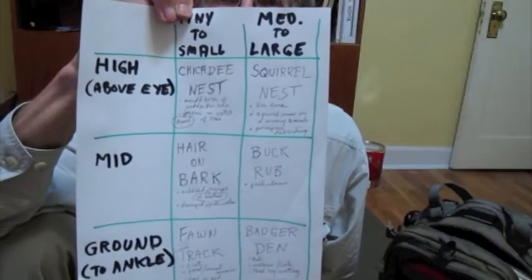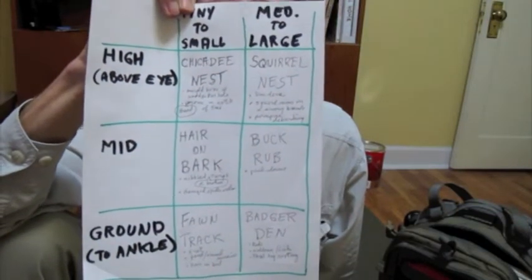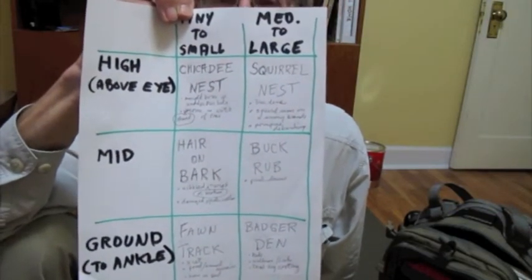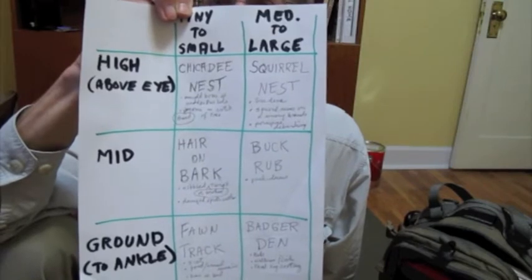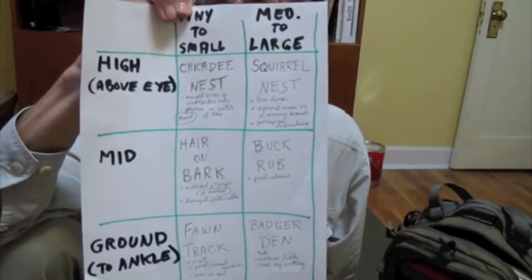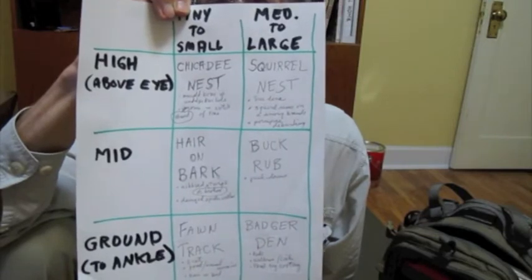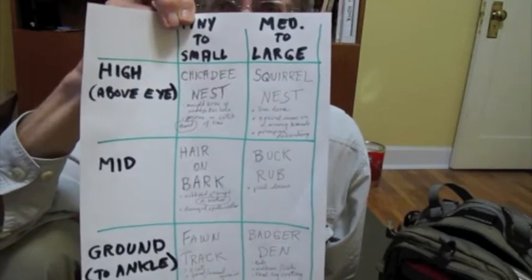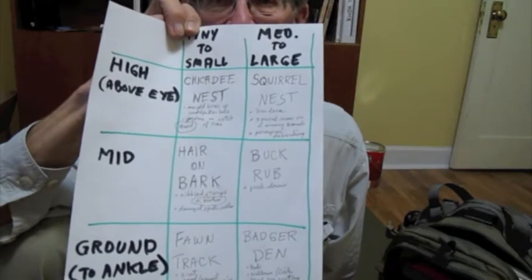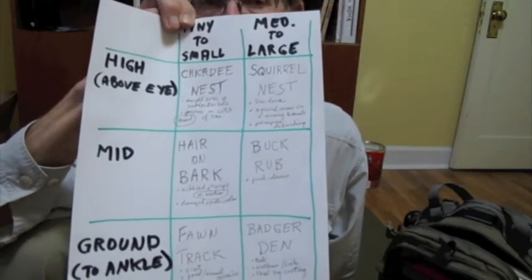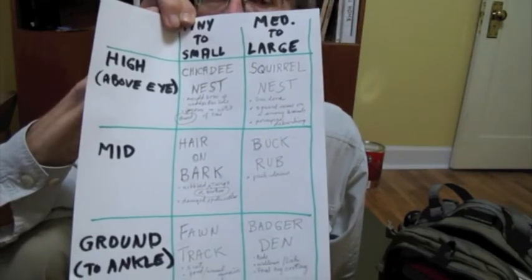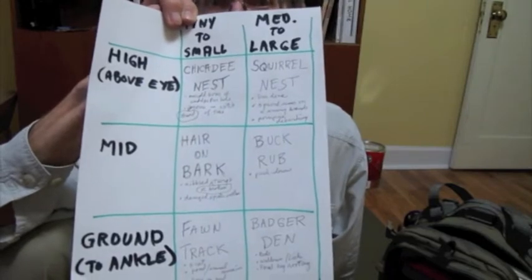My filter has 6 cells. At the top is a column, the top left column is tiny to small, the top right is medium to large. That just means that some signs are tiny to small and some are medium to large. Don't get worried about what category it fits in.